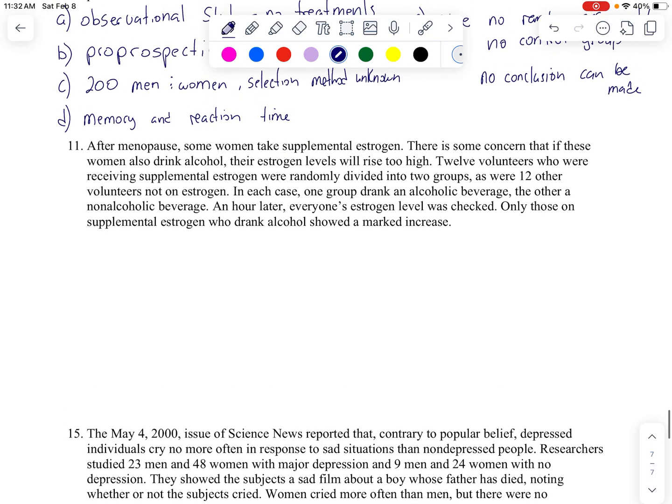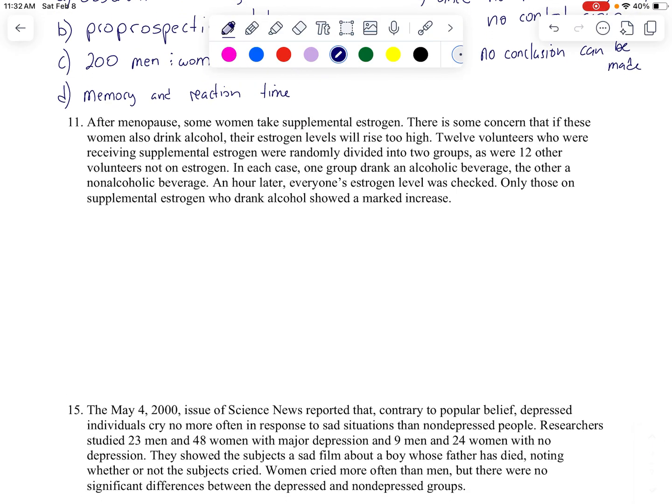All right, we actually only have two left, and we're going to call it a day. After menopause, some women take supplemental estrogen. There is some concern that if women also drink alcohol, their estrogen levels will rise too high. Twelve volunteers who were receiving supplemental estrogen were randomly divided into two groups, as were 12 other volunteers not on estrogen. In each case, one group drank an alcoholic beverage, the other group drank a non-alcoholic beverage. An hour later, everyone's estrogen level was checked. Only those on supplemental estrogen who drank alcohol showed a marked increase.